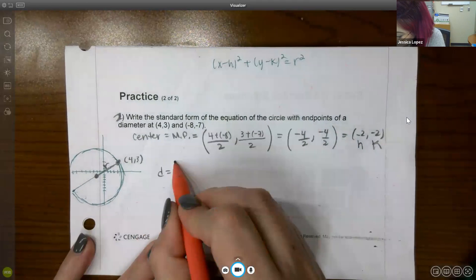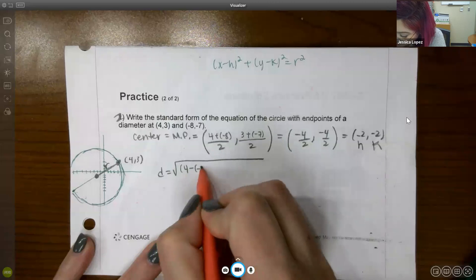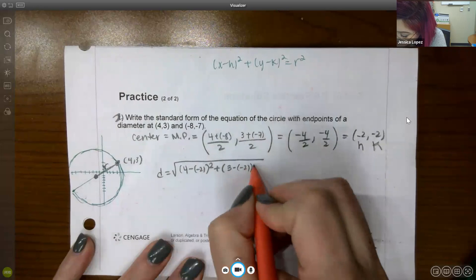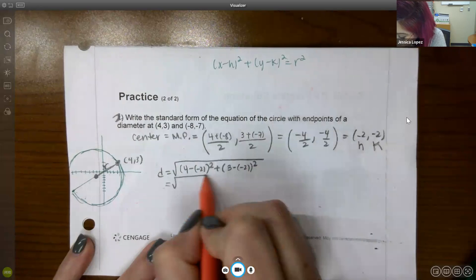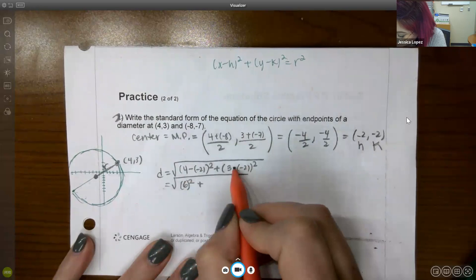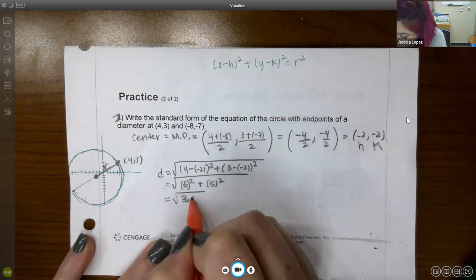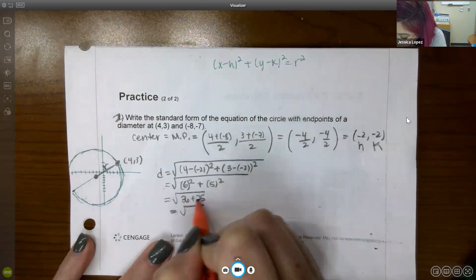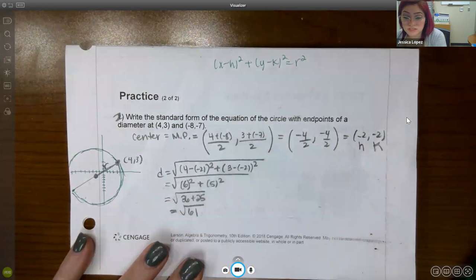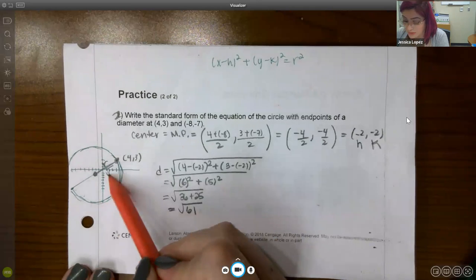So that distance is going to be, I subtract the x values. So 4 take away −2, squared, then subtract the y values, 3 take away −2, squared. And so I get 4 plus 2, which is 6 squared, and then 3 plus 2, which is 5 squared. So I get 36 plus 25, which is 61. So I get the square root of 61. And since that's the distance between here and here, that is my radius.